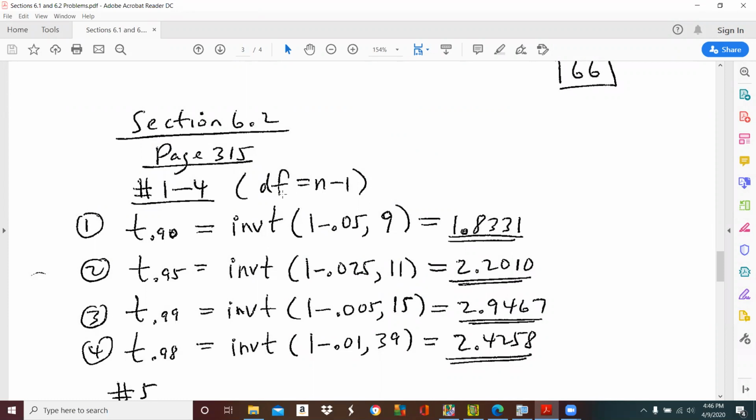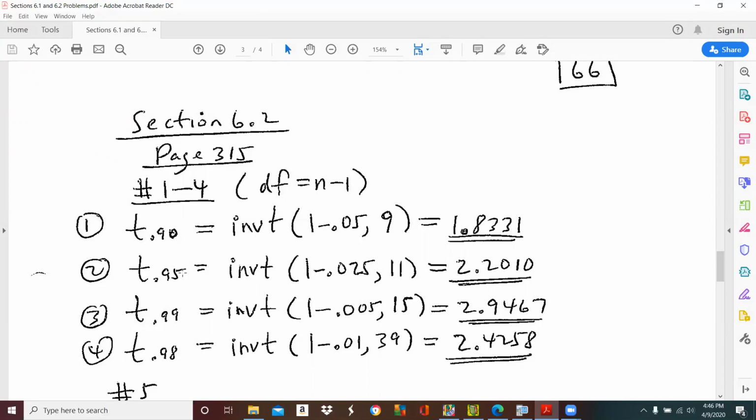To find the degrees of freedom, you subtract 1 from n, and that is the parameter that you put into inverse T. It's the second number that you put in for inverse T. What's the first number? It's the area to the left of the critical value. For a 90% confidence interval, the area to the left is 1 minus 0.05 or 0.95.